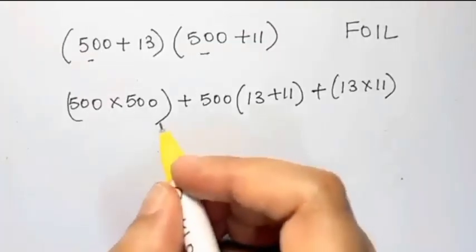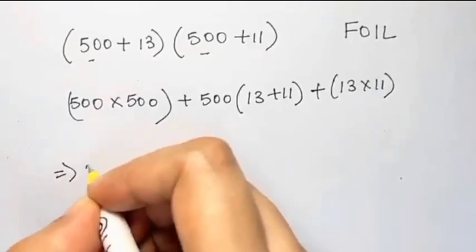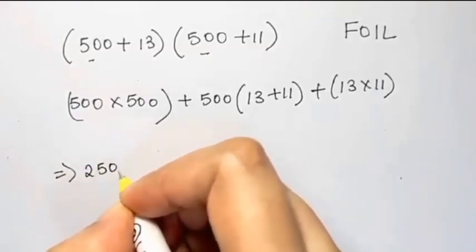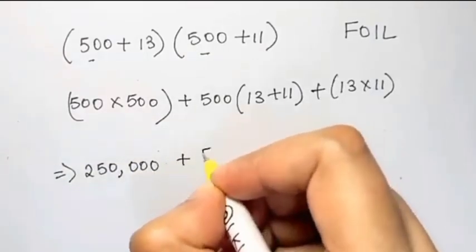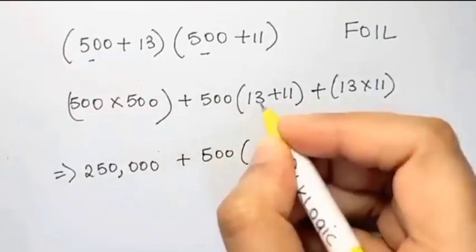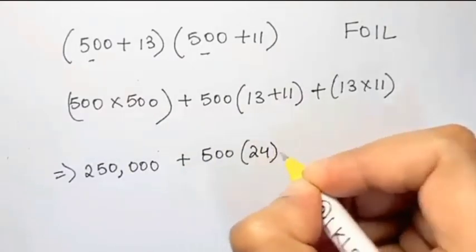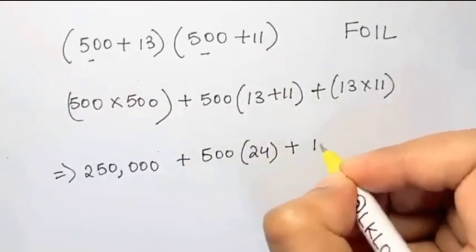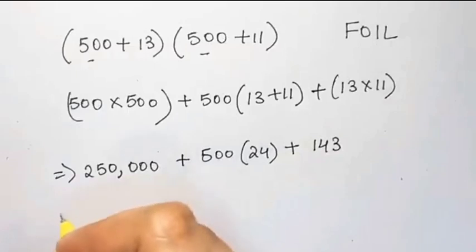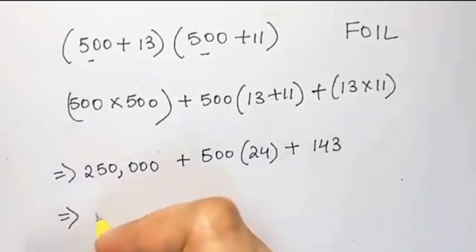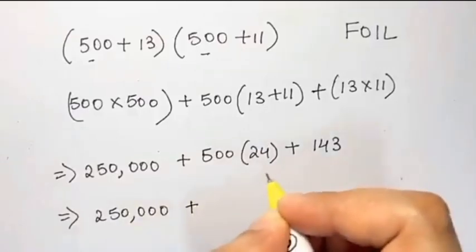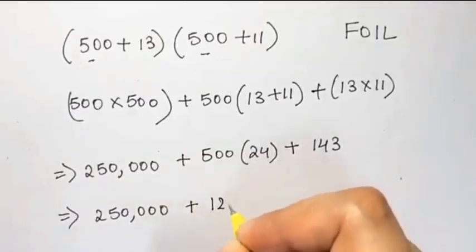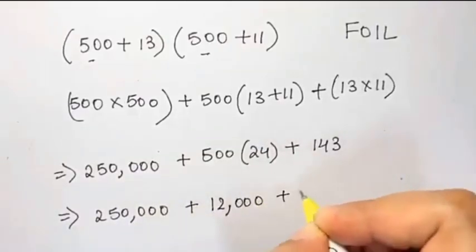Now 500 times 500 is 250,000, plus 500 times 13 plus 11, which is 24, plus 13 times 11, which is 143. Now 250,000 plus 500 times 24 is just 12,000, plus 143.